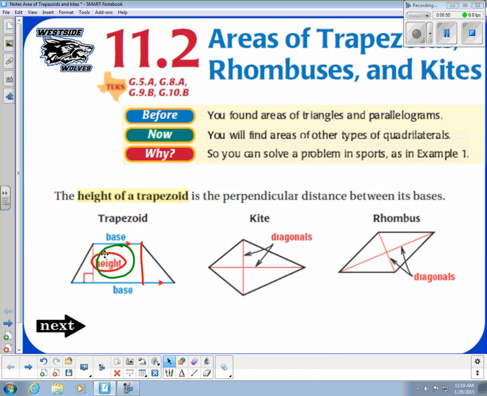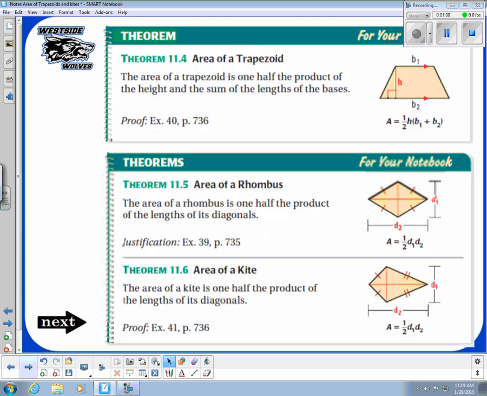And of course, we also have diagonals of kites and rhombi. Let me remind you about the diagonals of a kite: they are perpendicular, and this one is bisected. And in a rhombus, these are perpendicular, and these are all bisected. That will help us when we do our area formulas and stuff like that. Okay, so we go to our next slide here.